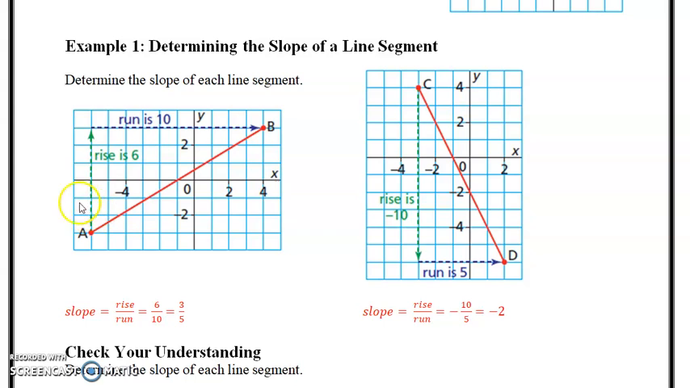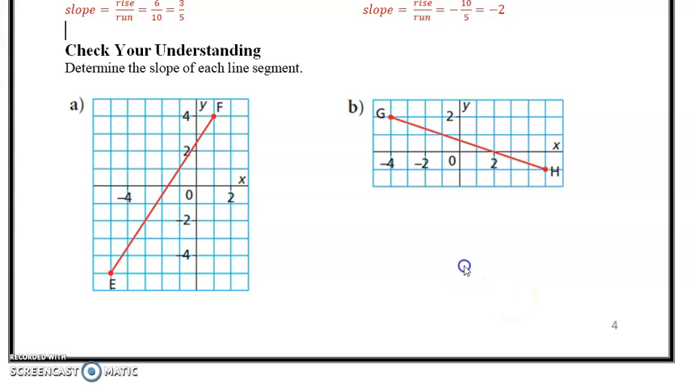So I've just entered in the arrows like I did before, just a summary. So we went up 6, you can see the arrow rise is 6, and we went right 10, so the run is 10. In the second example B, we went down 10, so the rise is negative. Negative represents down, and then we went right 5, so our run is 5 positive. Okay, a couple of check your understanding questions there for you to work on. There are answers, and here they are.